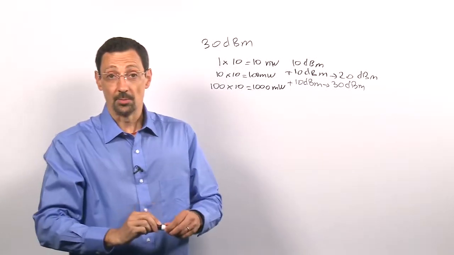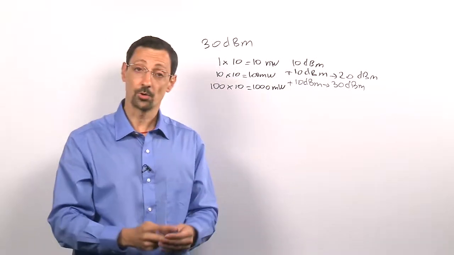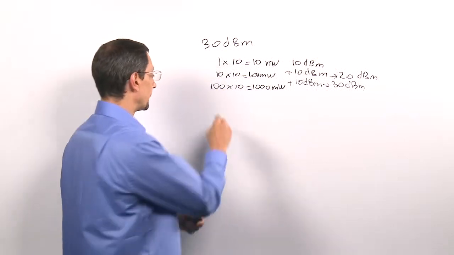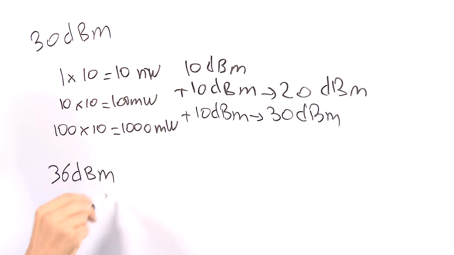So 30 dBm is 1,000 milliwatts, which is 1 watt. You see how that works? So if I want to carry on and say, hey, what about 36 dBm? How many milliwatts is that?